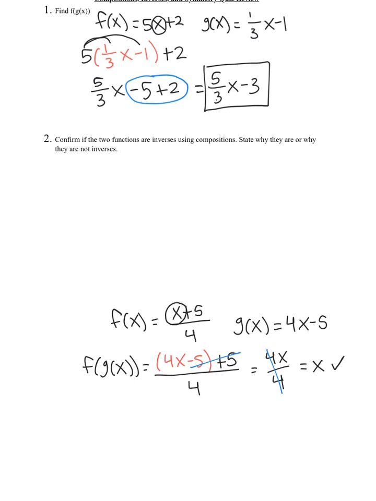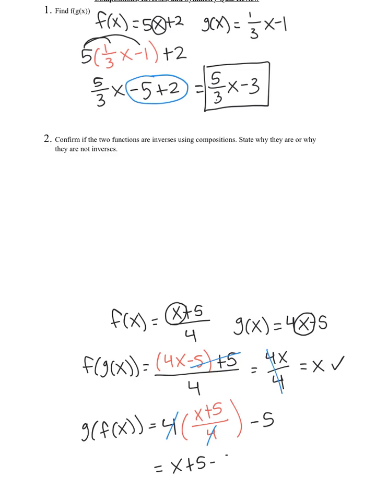I have to check and see if the other composition in the other direction is also x. So I'm going to find g of f of x. So I'm going to substitute the x that's here with the entire f of x function. So the 4 on the outside of parentheses and the 4 on the bottom are going to cancel. And we're going to get x plus 5 minus 5. And then the positive and the -5 here are going to cancel. And I'm going to be left with x.